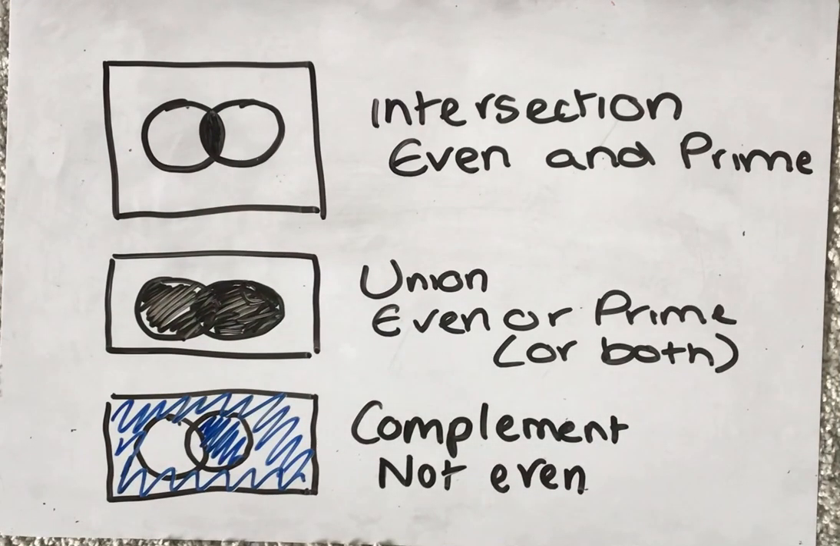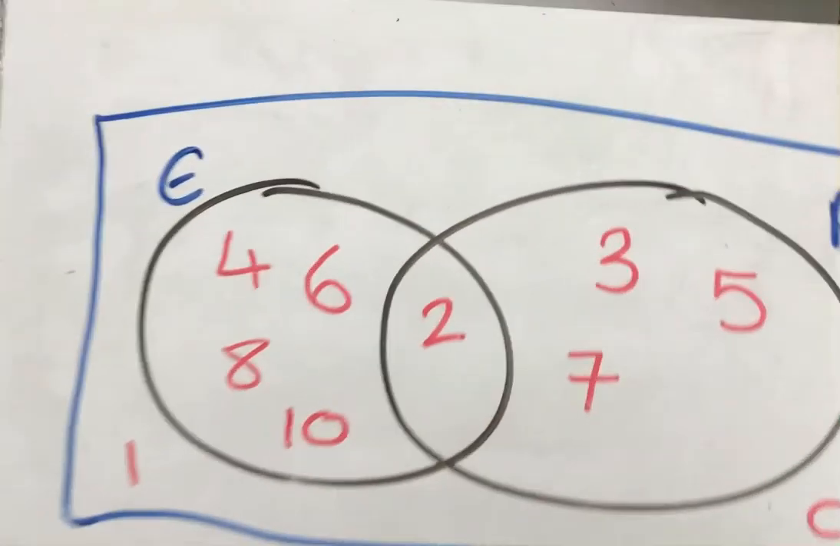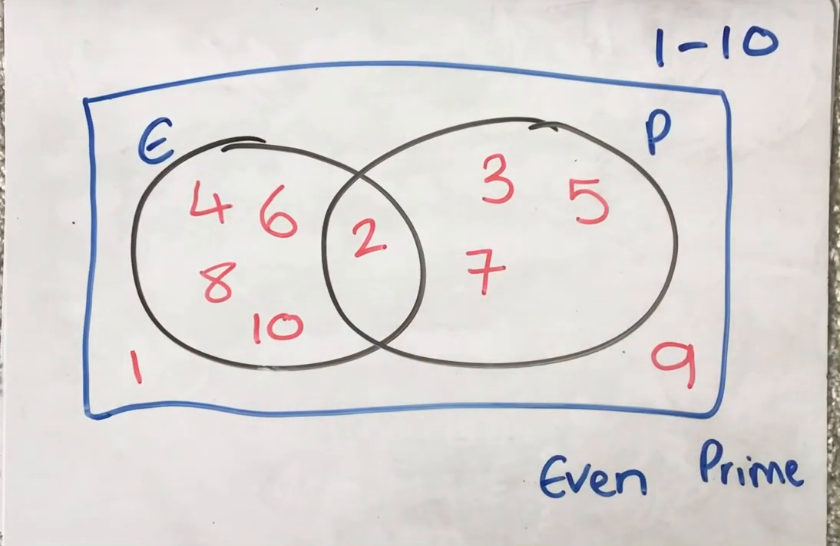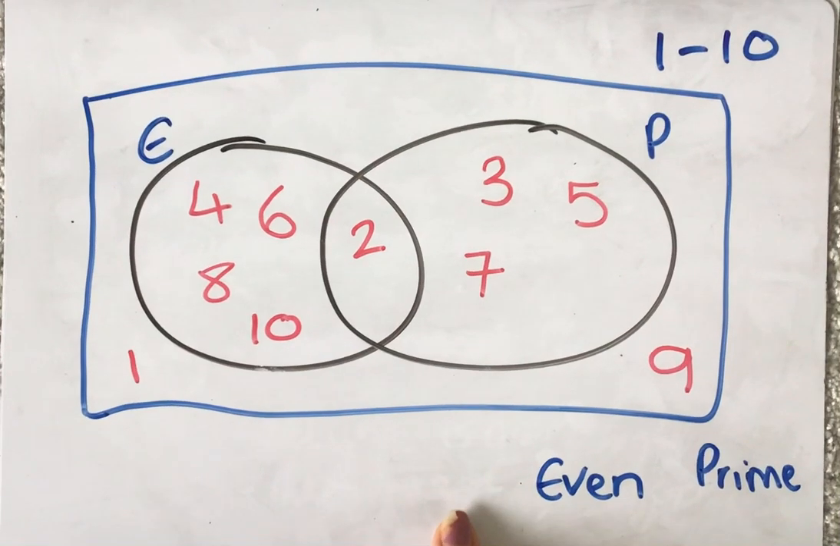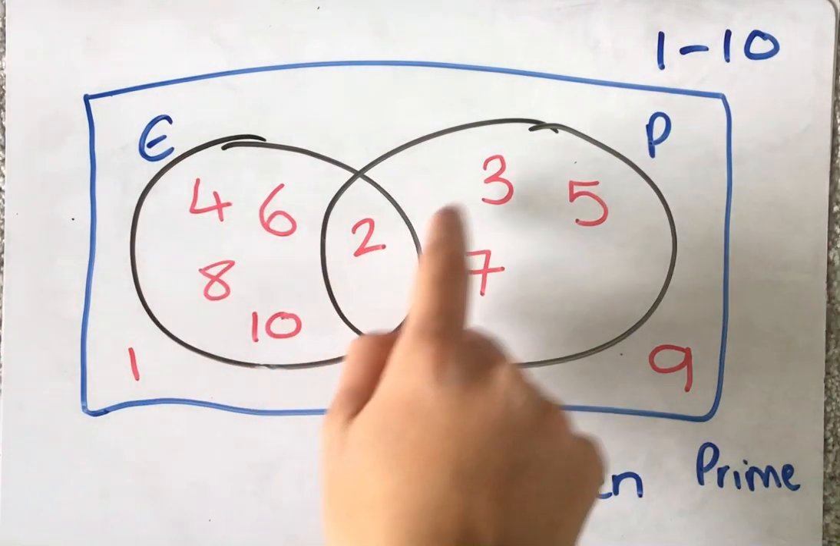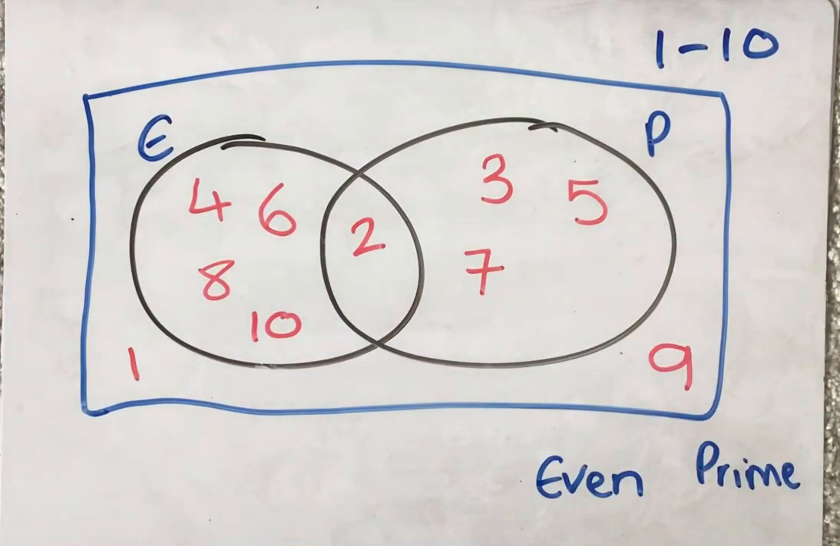And what we can do with that is we can obviously put things into our Venn diagrams and we can use this notation to help us. So if I looked at this, I could then ask questions like, is 2 in the intersection? Yes, it is. How many numbers are in the union of even and prime? Well, there's 1, 2, 3, 4, 5, 6, 7, 8.